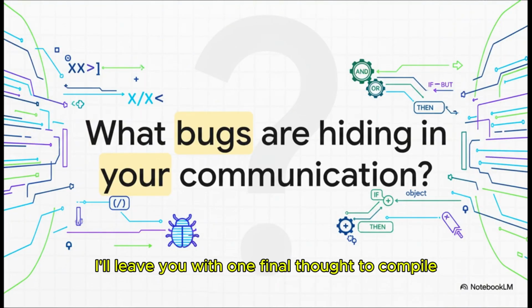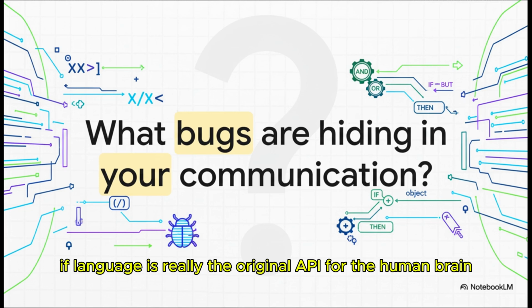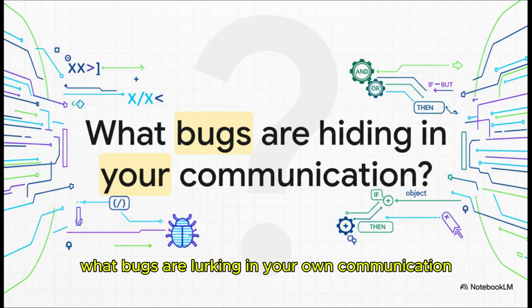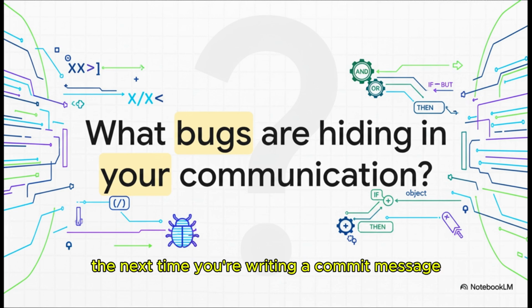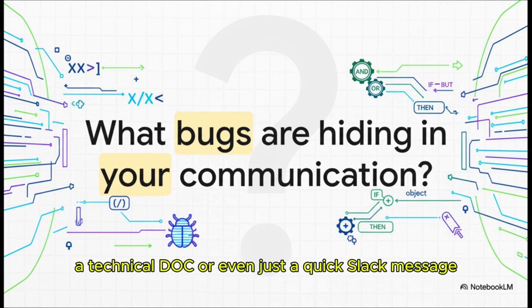And that's it for this explainer. I'll leave you with one final thought to compile. If language is really the original API for the human brain, what bugs are lurking in your own communication? It's something to think about the next time you're writing a commit message, a technical doc, or even just a quick Slack message.